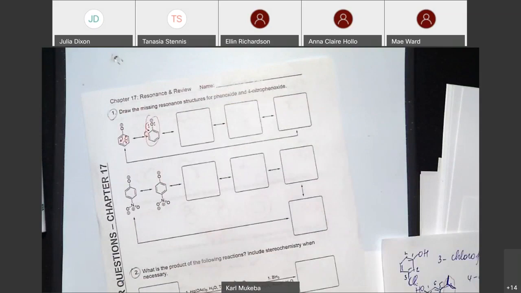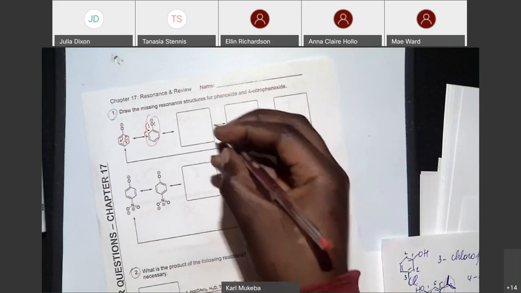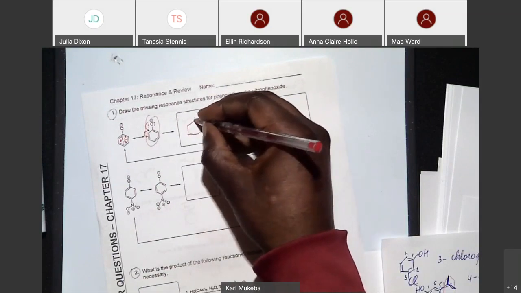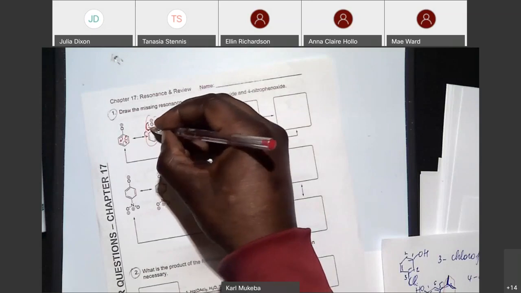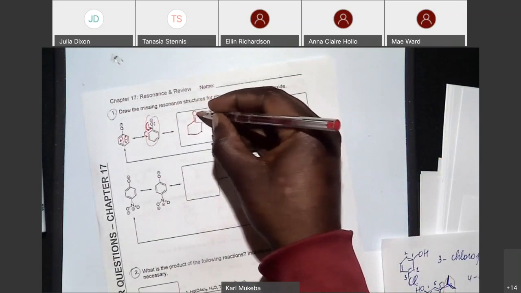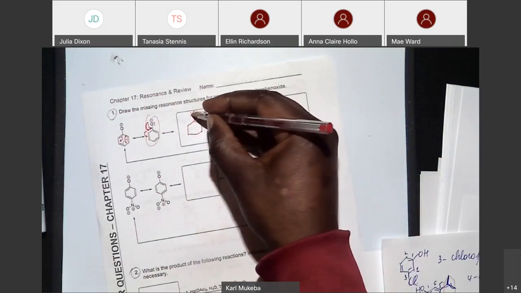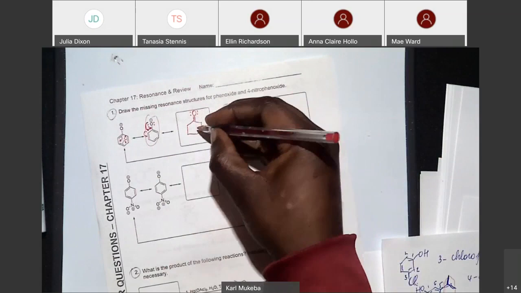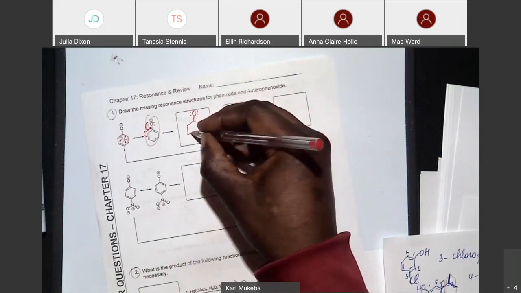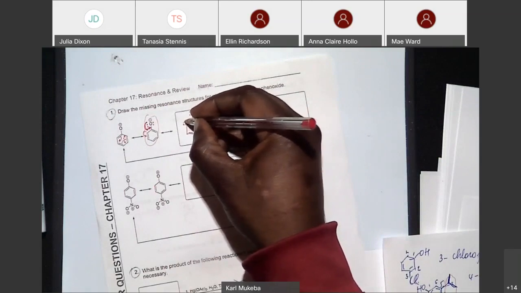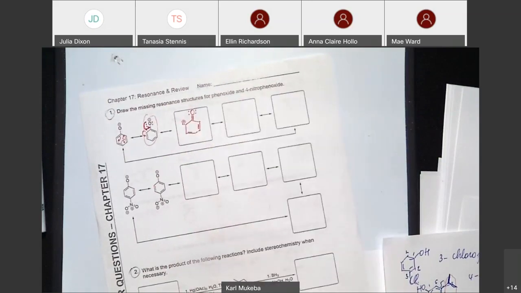So that will be the structure. We draw this one. Let's see. This is moving there. We'll have a double bond here. Does that make sense? And then we have this bond here, and the electron is going to be somewhere. We can put a minus sign.